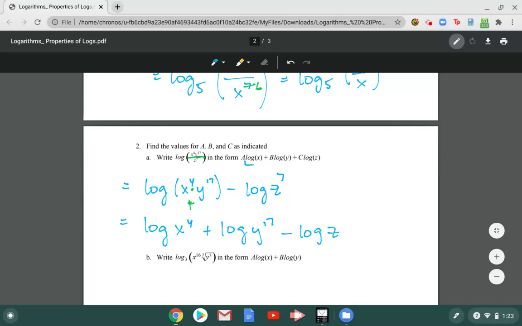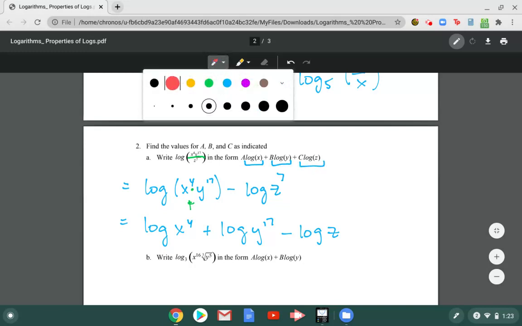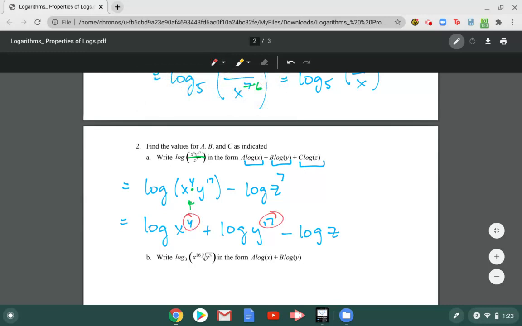Now I wanted it in this form, just log x by itself, log y by itself, log z by itself. So what I don't want are these powers. My other rule, this was a 7 here. My other rule says that I can bring those powers out in front. So as I rewrite this, I'm going to put it right here, equals 4 log x plus 17 log y minus, and that was a 7 log z.